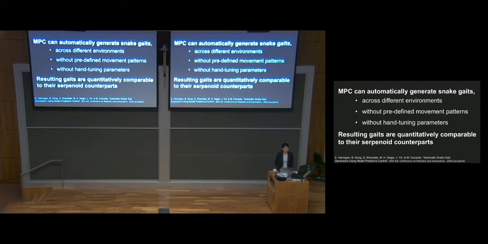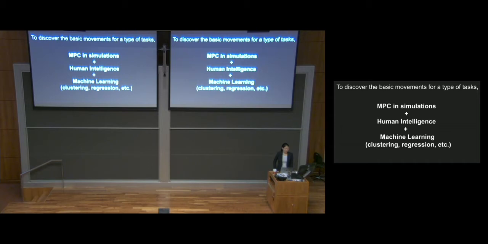If I keep going with my assumption, if I want to discover the basic movements for a type of tasks, I can use MPC in simulations with human intelligence to design the cost functions and the environment for the tasks. After I get enough data, I can use clustering or regression, whatever from machine learning could be useful and could be applied in this case. Then I can discover those basic movements.